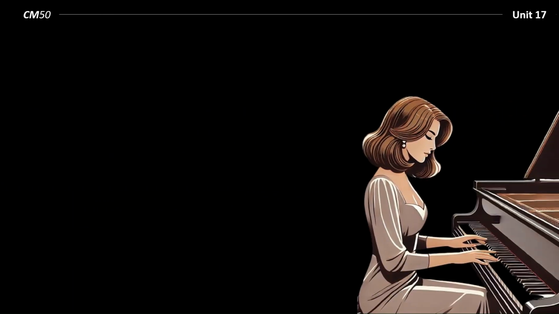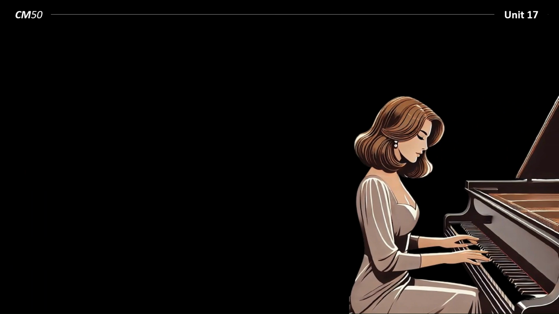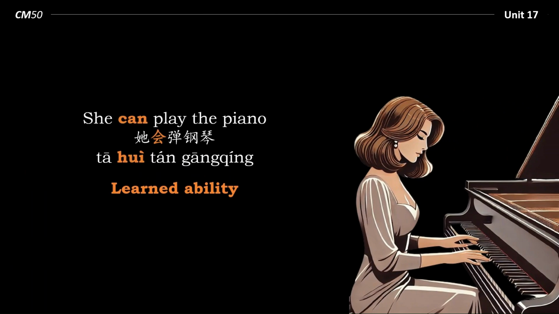So, for example, playing the piano. This is a learned ability. No one is born being able to do this. So we would use 会 to describe this ability. She can play the piano. 她会弹钢琴. In other words, she has learned this ability.